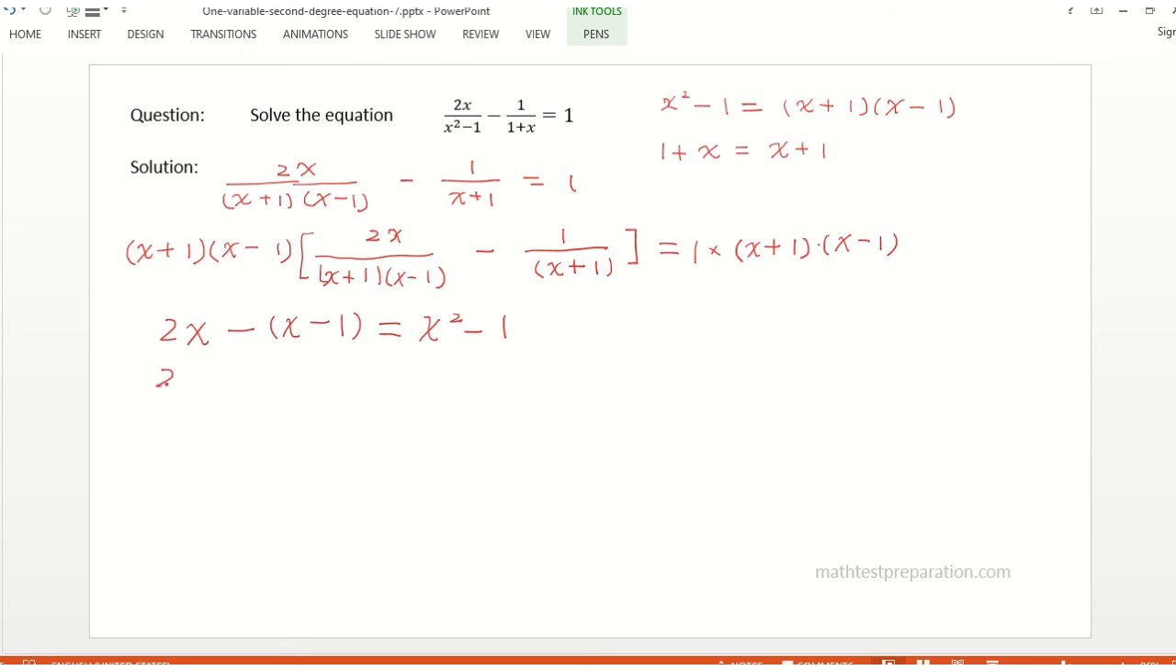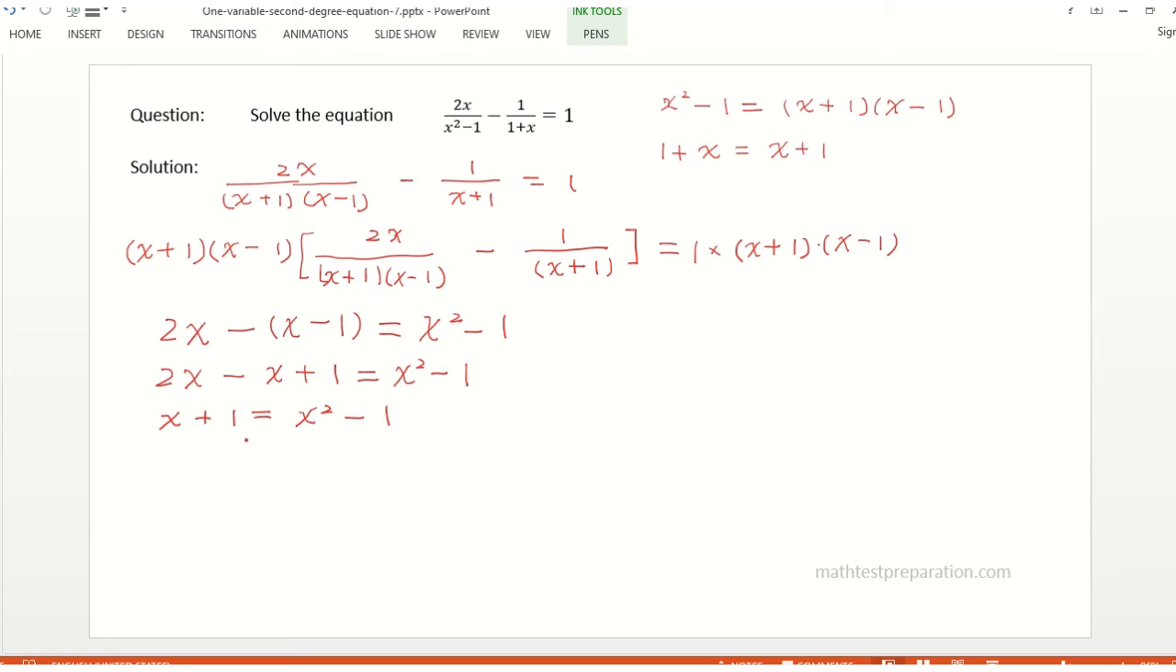So this is 2x subtract x, negative become positive, equals to x squared subtract 1. So 2x subtract x becoming 1x plus 1 equals to x squared subtract 1.